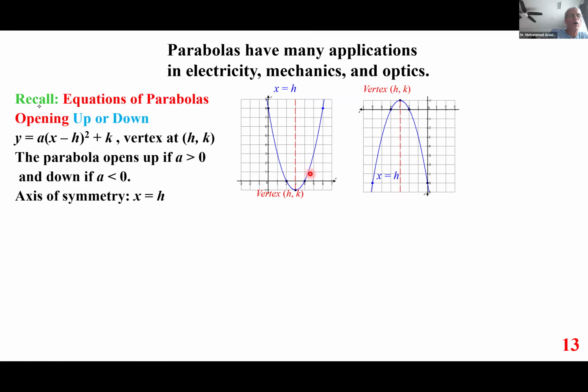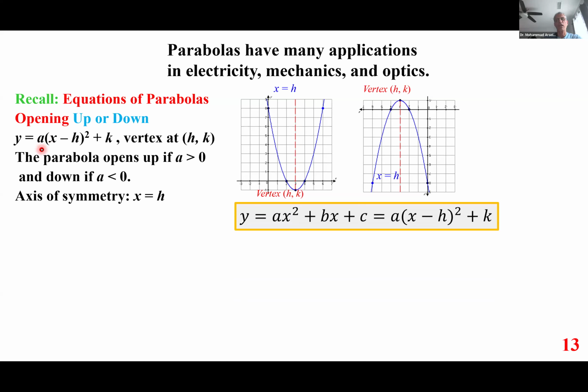I want to remind you what we learned in algebra and intermediate algebra. The equation of a parabola opening up or down is y equals a times x minus h quantity squared plus k. The vertex is located at h and k. The parabola opens up if a is positive, and down if a is negative, with axis of symmetry x equals h. That's why I like to use p for the focal distance rather than a, because we used a previously.